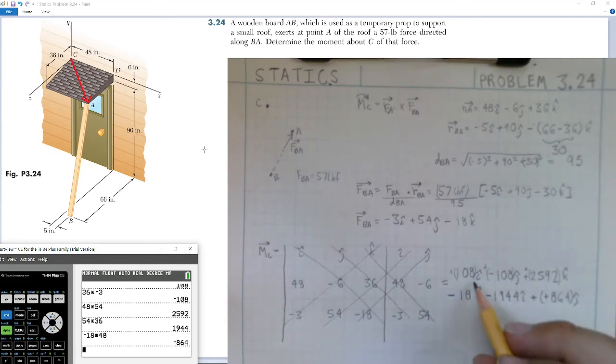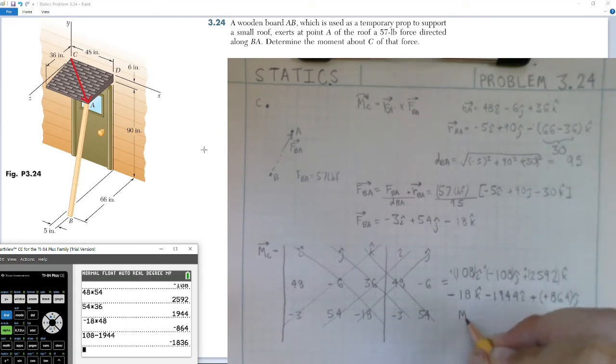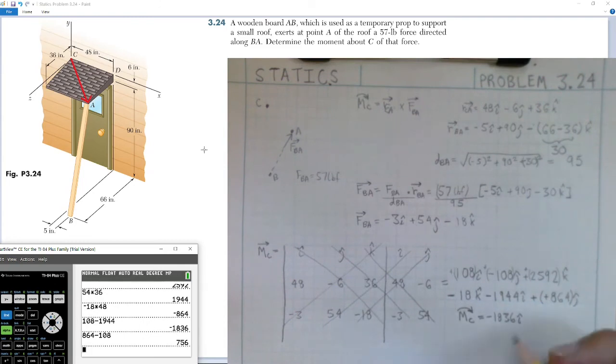We have 108 minus 1944 i hat. So we'd have 108 minus 1944 in the i hat direction, which is negative. We're going to write our final answer out right here, which is negative 1836 in the i hat direction. In the j hat, we have negative 108 and positive 864. So 864 minus 108, which would be plus 756 in the j hat direction.